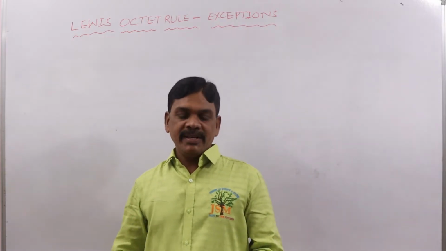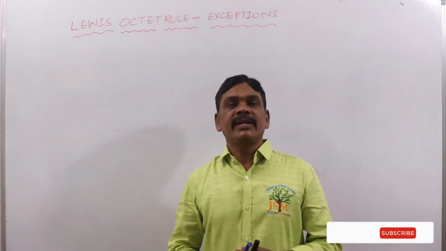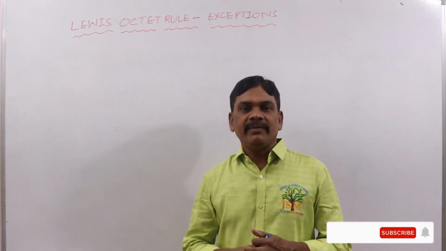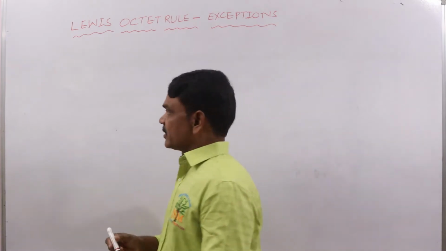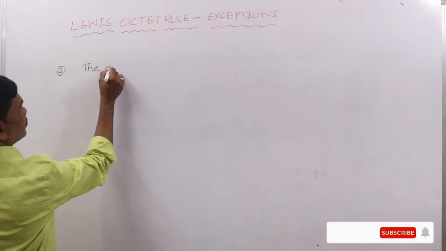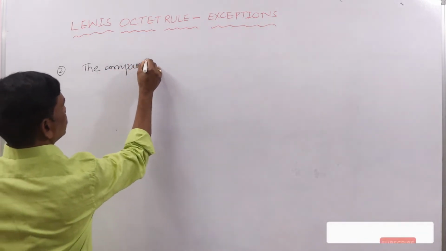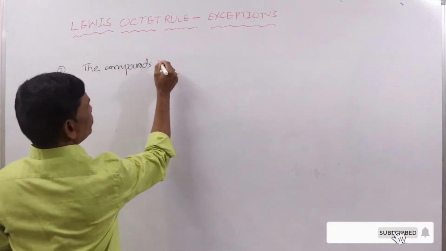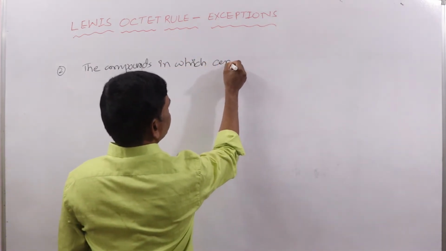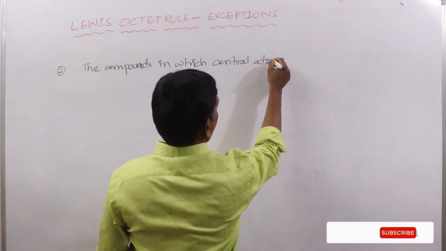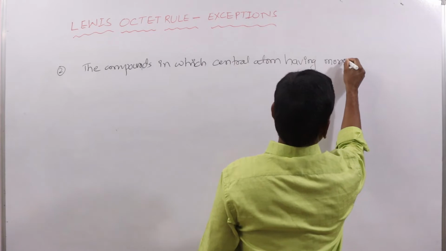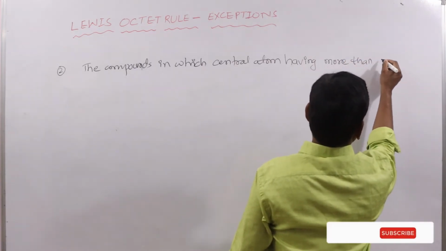Now the second exception is the compounds in which the central atom has more than 8 electrons. The second exception is the compounds in which the central atom has more than 8 electrons.